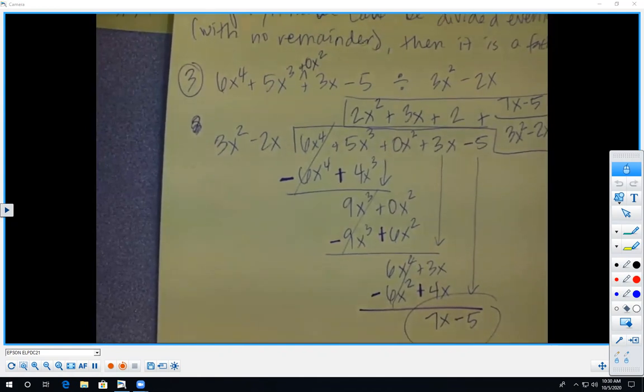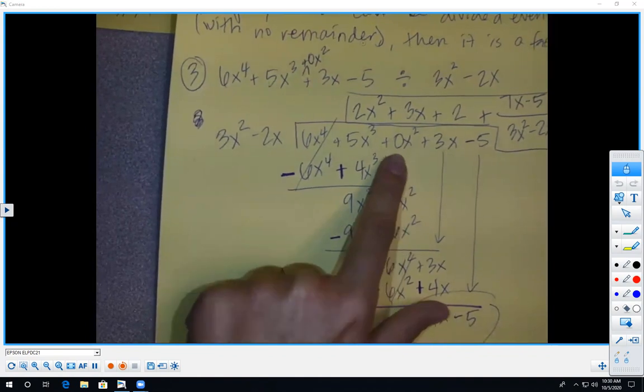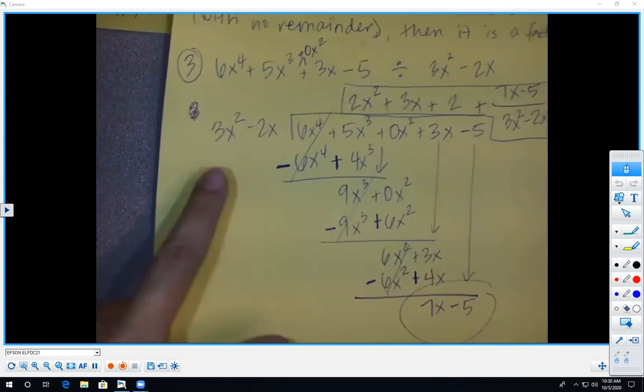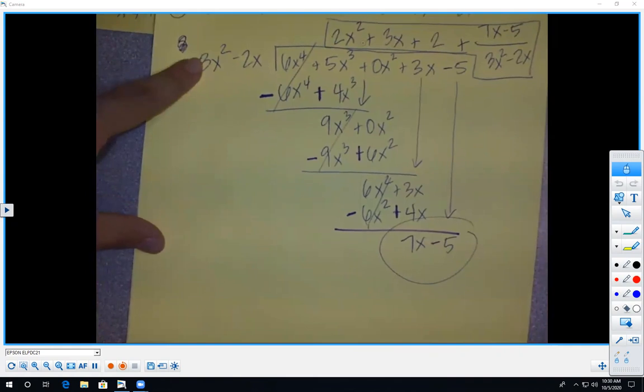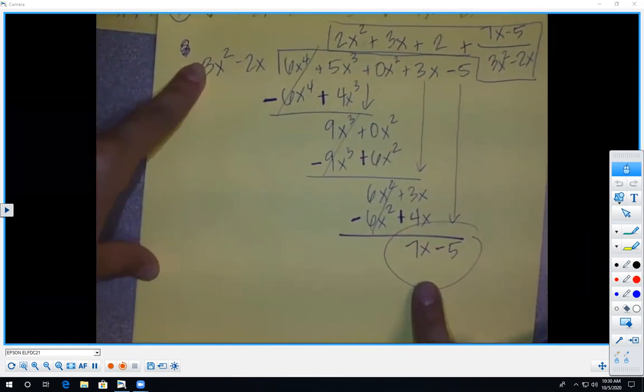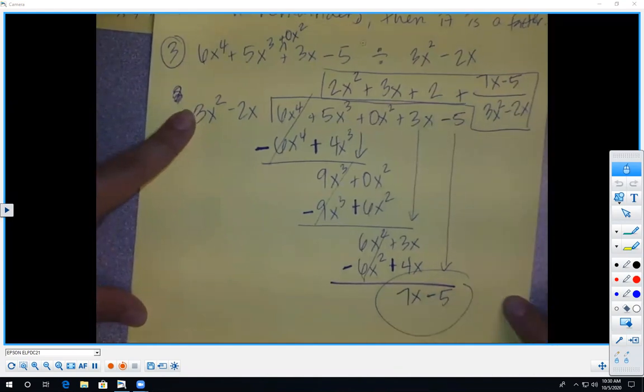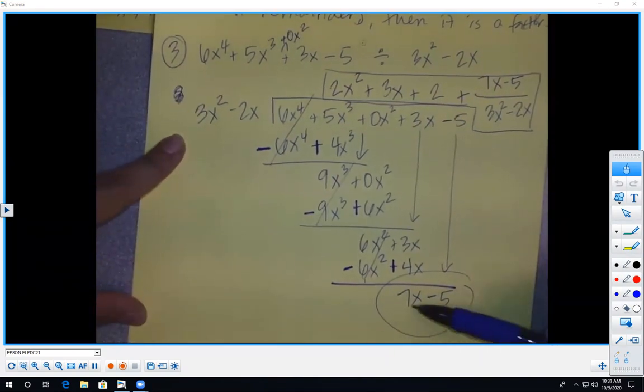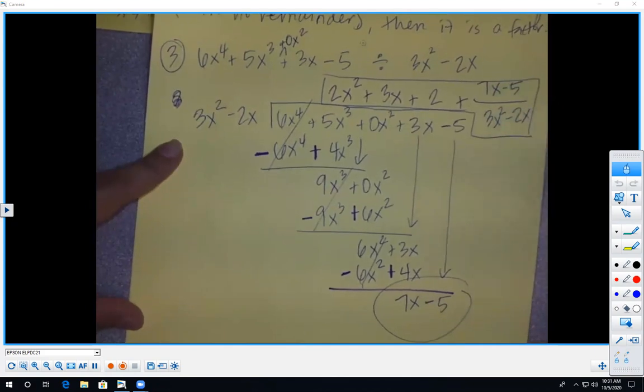They're all basically the same. The idea is the same for every single one. Make sure you have placeholders in it. Make sure it's in descending order. Once you get down to where the exponent of your divisor is higher than wherever you're at here, that's when you're at your remainder and you just write it on top. There could be 3 things here. There could be 4 things here. Usually it's just 1 or 2 things that go on top of the remainder.